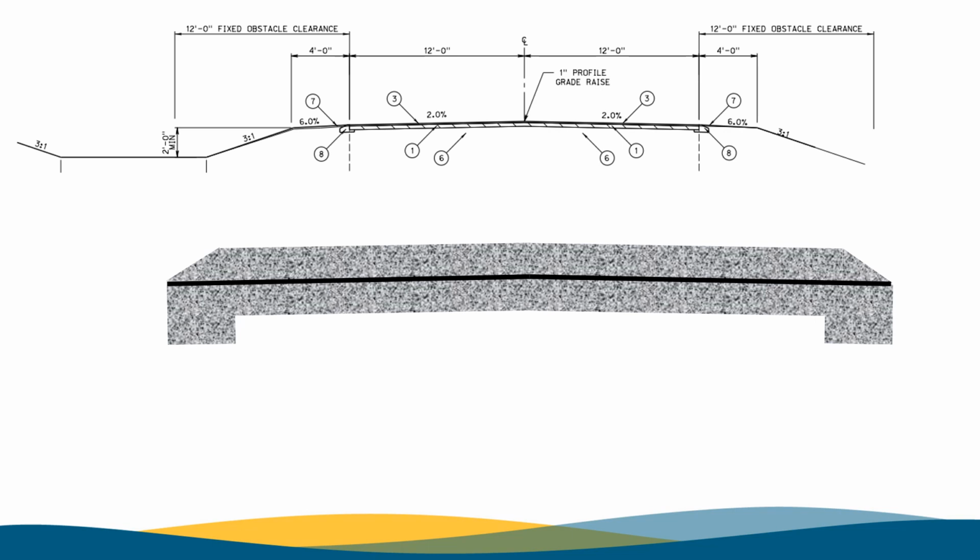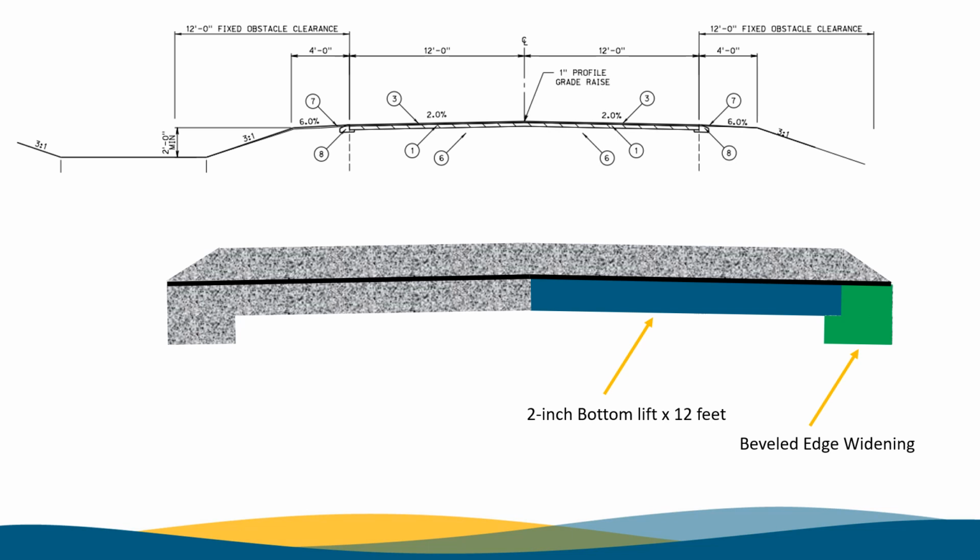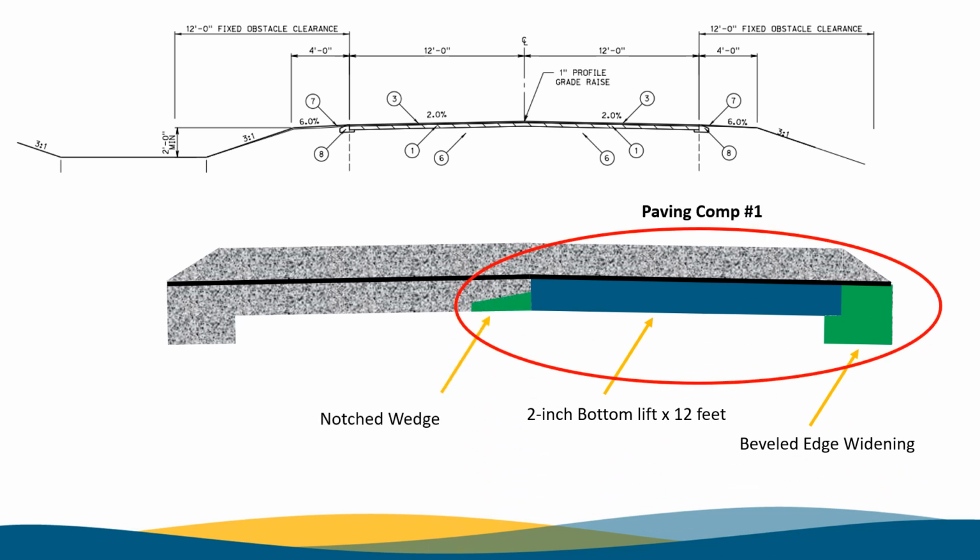Now let's go over the paving operations that will take place during construction. The first bottom lift will be accomplished by paving 2 inches in depth. Also included during the paving would be the beveled edge on the right and the notch wedge at the center line. We will call this paving computation number 1. The 2-inch by 12-foot section we will call area A, the beveled edge we will call area B, and the notch wedge at the center line we will call area C.